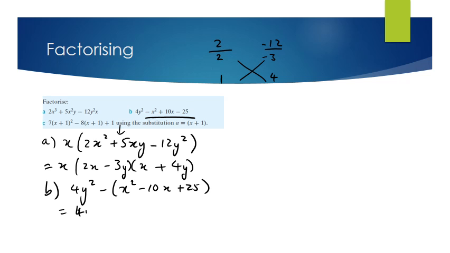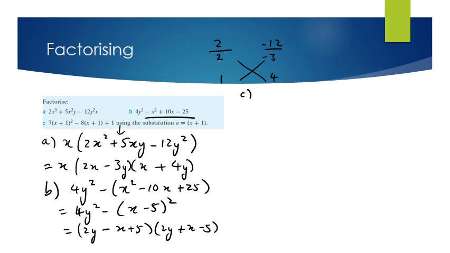Then we get 4y squared minus, it's a perfect square, so it's x minus 5 squared. We now then have a difference of two squares. So we take the first one, square rooted, minus the other one, then add the other one.